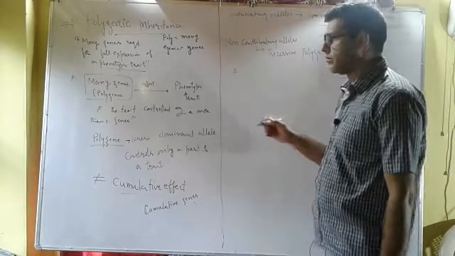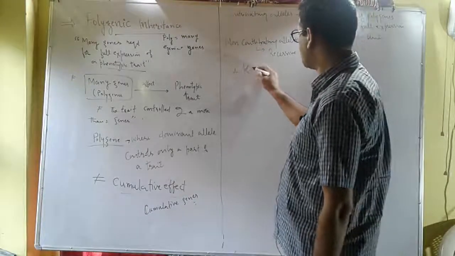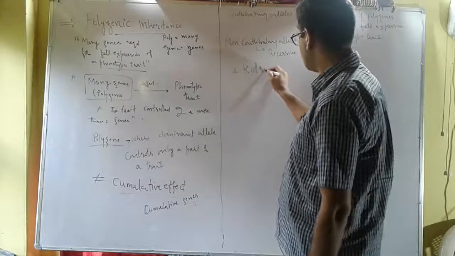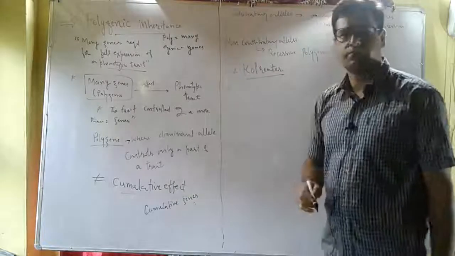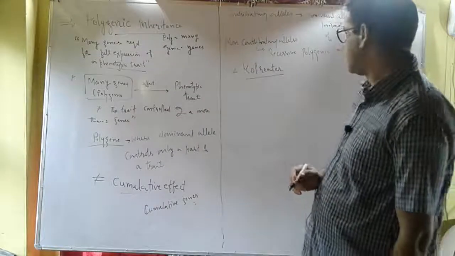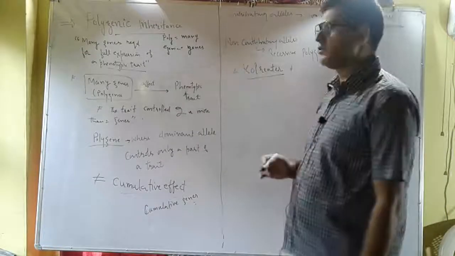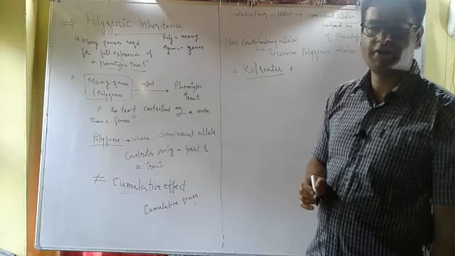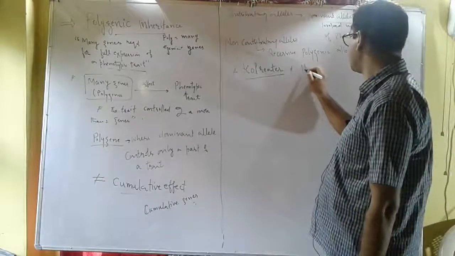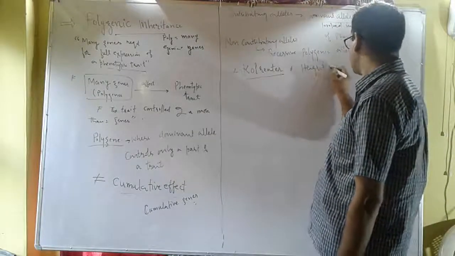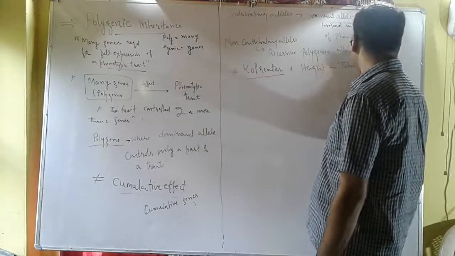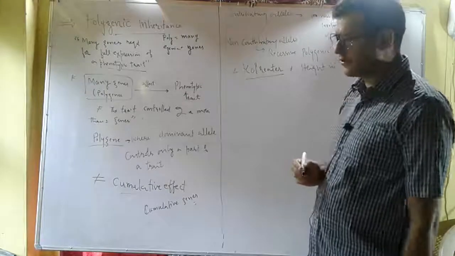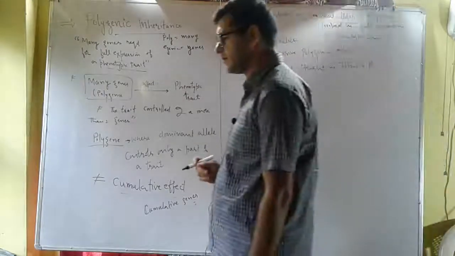Kolreuter is considered the father of polygenic inheritance, and he worked on the quantitative trait of height in the tobacco plant. He studied height in tobacco plant. So Kolreuter is known as the father of polygenic inheritance.